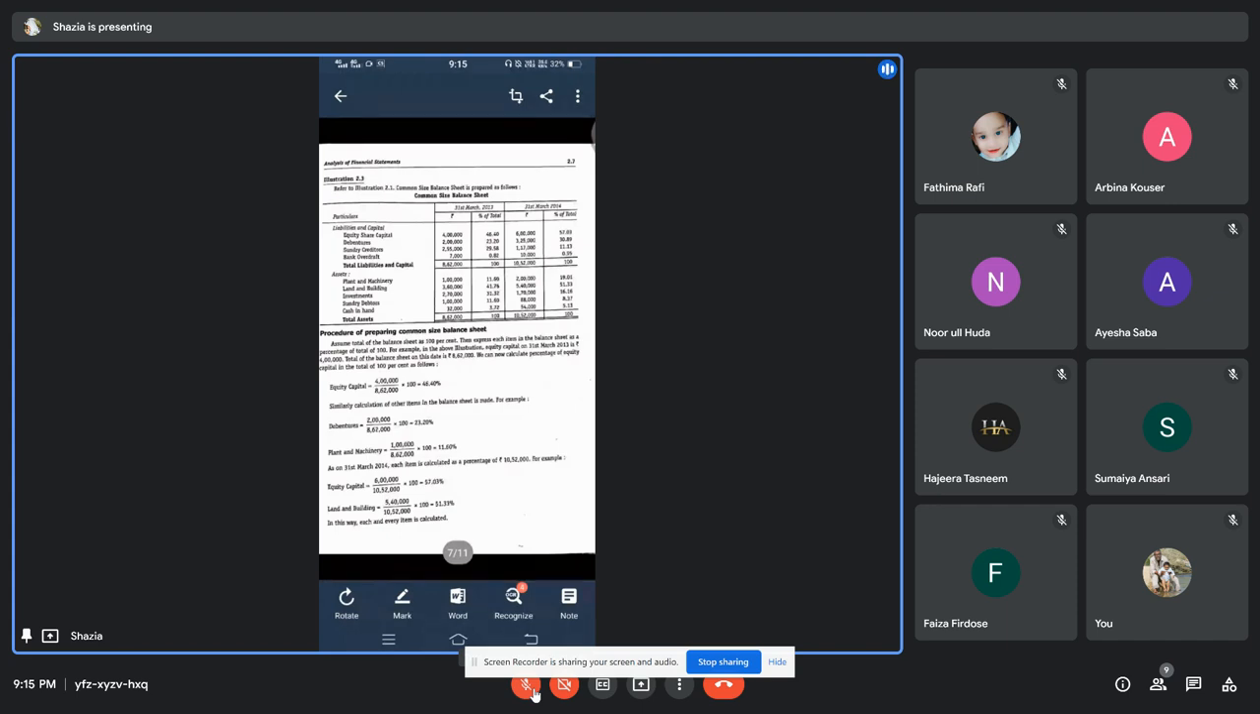Is it understood? Process. The remaining problems will also be done on the same basis. Now this is done in the balance sheet format. Have you all understood this? Yes, ma'am. How to do the common size balance sheet? Okay, anybody has any doubts?